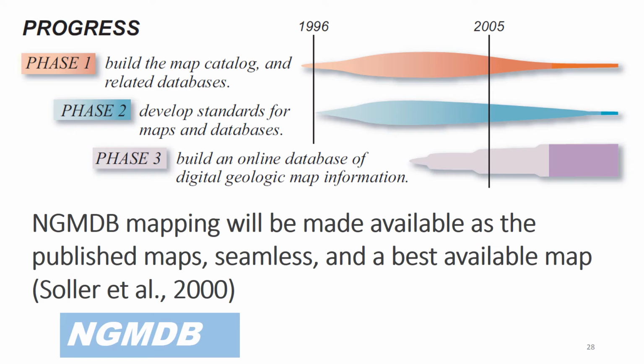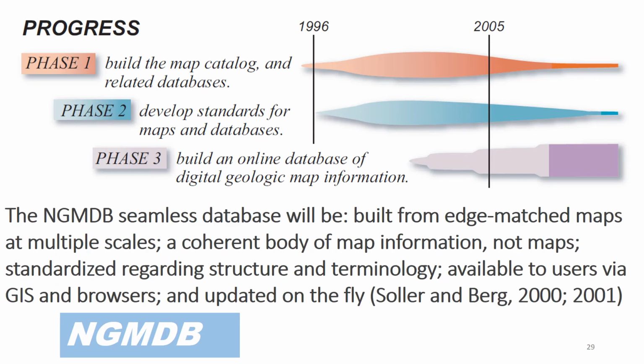NGMDB mapping will be made available as the published maps, Seamless, and a best available map. The NGMDB Seamless database will be built from edge-matched maps at multiple scales, a coherent body of map information, not maps, standardized regarding structure and terminology, available to users via GIS and browsers, and updated on the fly.